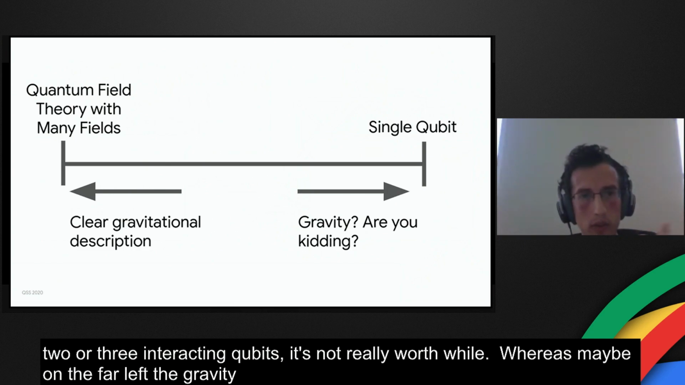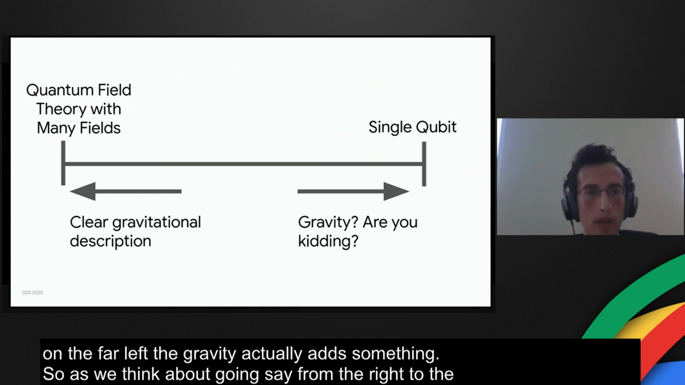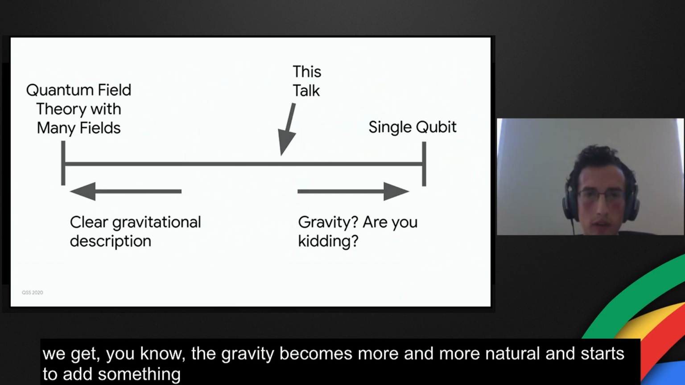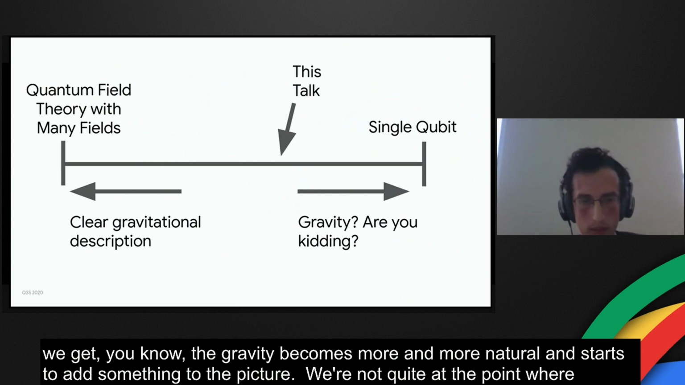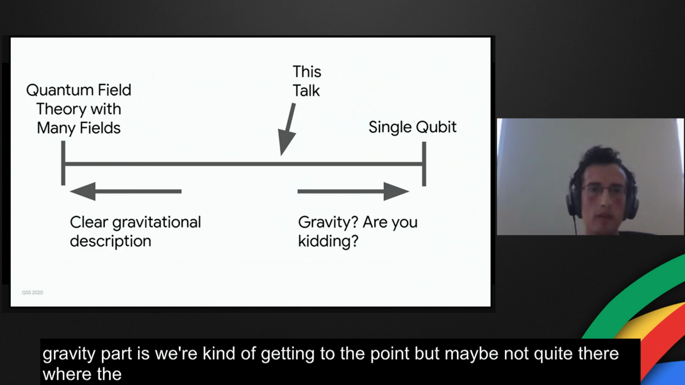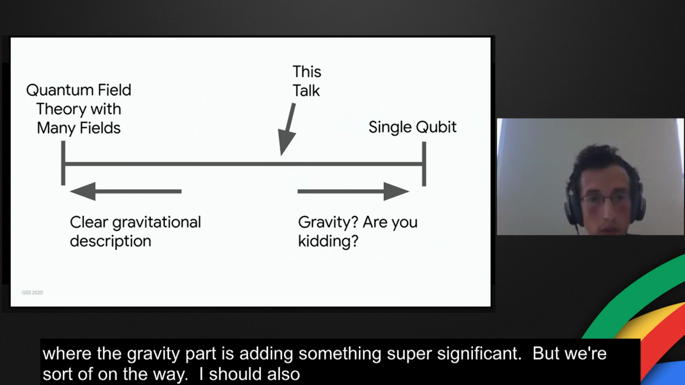So as we go from the right to the left on this diagram, the gravity becomes more and more natural and starts to add something to the picture. This talk is not quite at the single-qubit level, but it's talking about things you might do in the near term on a NISQ device. Maybe we're not quite at the point where the gravity part is adding something super significant. That's a little subjective, but we're on the way. And it's also worth mentioning that the middle region of this diagram is the most interesting region, right?